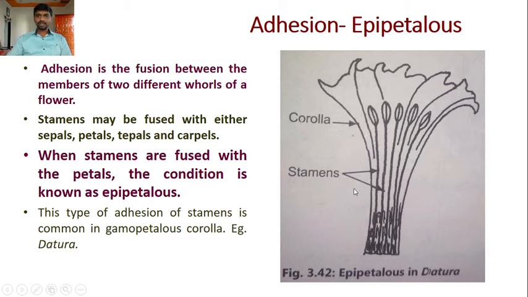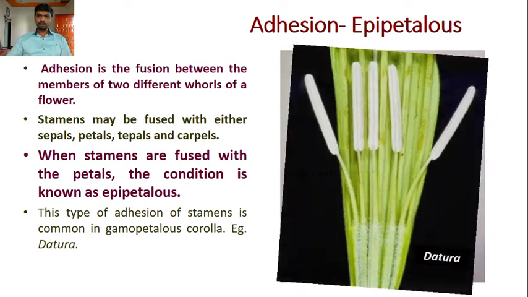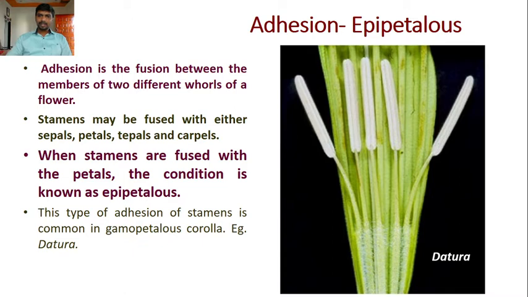In Datura, as you know, the corolla is gamopetalous, the form of the corolla is infundibuliform, where the stamens have been attached to the corolla or the petals. Such a condition is called the epipetalous condition. When the stamens are fused with the petals, the condition is known as epipetalous. This is the photograph of the epipetalous condition, where the stamens get fused with the petals. That is found in Datura.